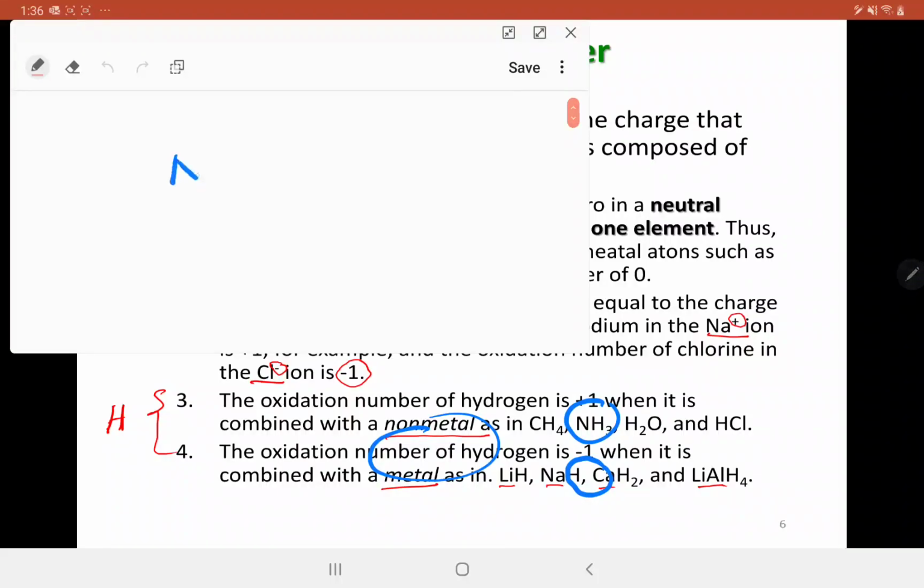So let's say you have a non-metal bonded to a hydrogen. So basically, the non-metal is going to steal electrons, so therefore it will be partially negative, hydrogen will be partially positive. And what did we learn today? So if hydrogen is bound to a non-metal, the oxidation number will be what? The oxidation number will be plus 1. Did you see that? All right.